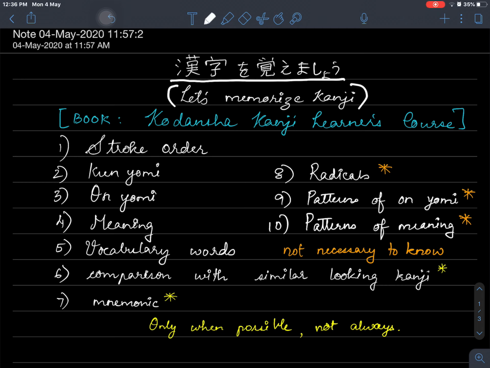Let's memorize kanjis. Picking up from where we left off in the previous video, I mentioned that the book that I am following, Kodansha Kanji Learners Course by Andrew Scott Conning, is going to cover these 7 items that I have written on the left, broadly speaking, and they are stroke order, the kunyomi or native reading, the onyomi or Chinese reading, the meaning of the character, some vocabulary words, comparison with similar looking kanjis, and mnemonics. I also mentioned that the comparison with similar looking kanjis and mnemonics may not be possible in every single case, which is what I have highlighted with the yellow star and the meaning in yellow at the bottom.